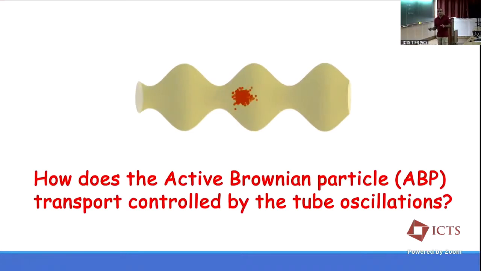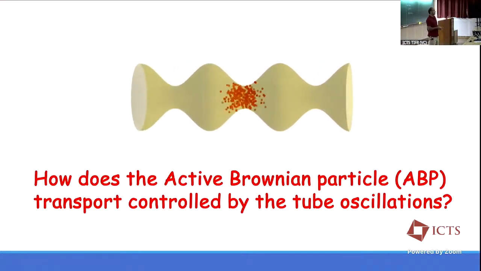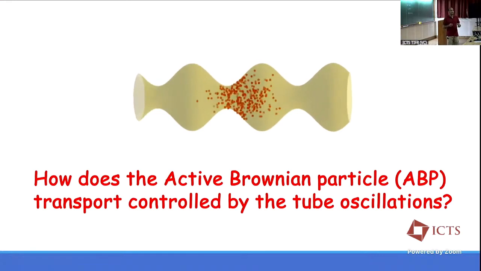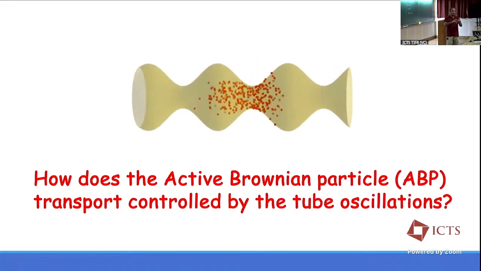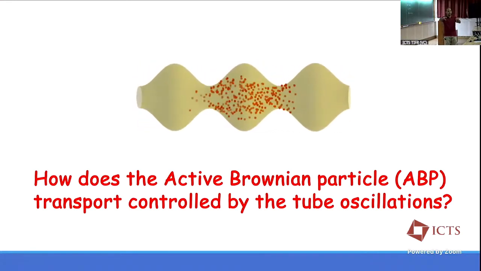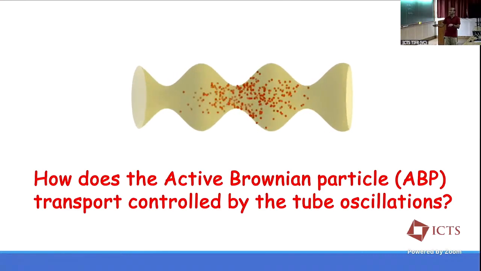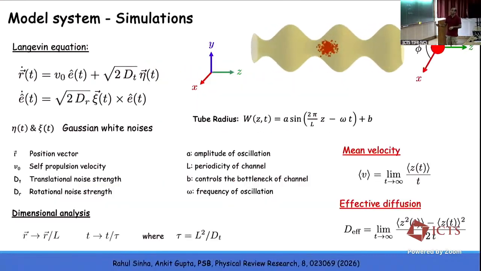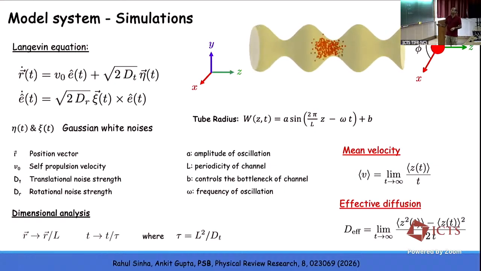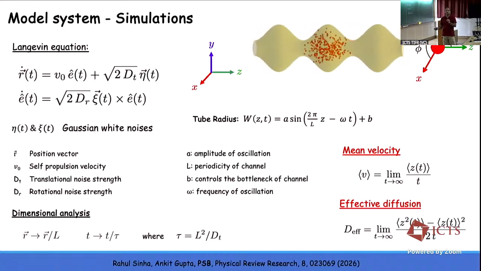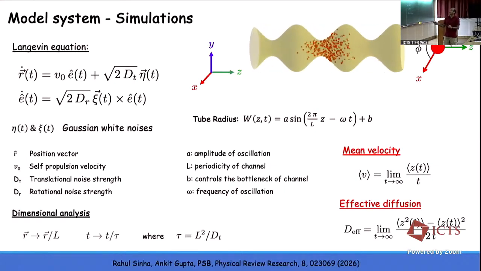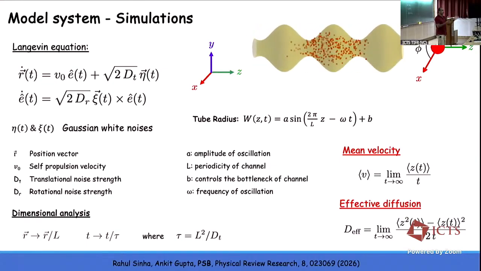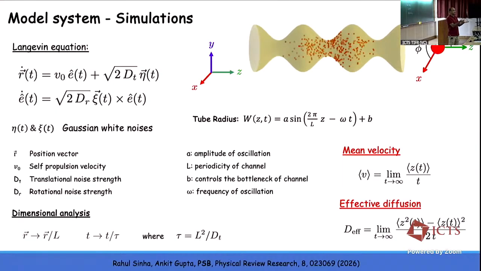So by keeping these two things in mind, we ask a very simple question: how do these active particles diffuse in a confined geometry, where the confined geometry is not static, but rather oscillating? It means the shape is changing over a period of time. As a model system, we consider a tube filled with active Brownian particles. As you know, these active Brownian particles can move on their own and rotate on their own. That's how we differentiate between a passive particle and an active particle, right?